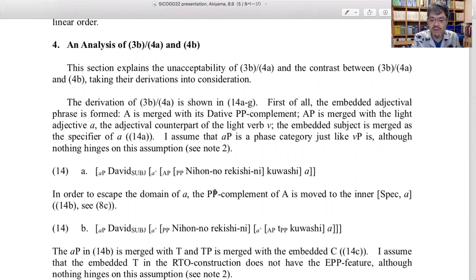First of all, the embedded adjectival phrase is formed. A is merged with its dative PP complement. AP is merged with the light adjective small a, the adjectival counterpart of the light verb small v. The embedded subject is merged with the specifier of small a, as in 14a. I assume that small aP is a phase category, just like small vP is, although nothing hinges on this assumption.